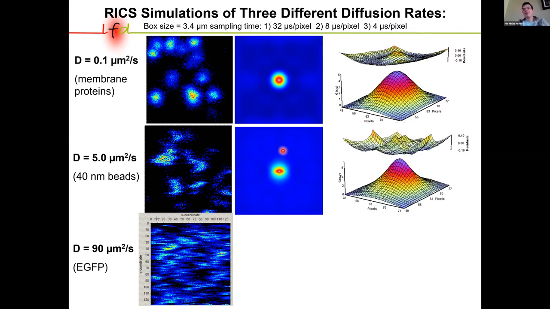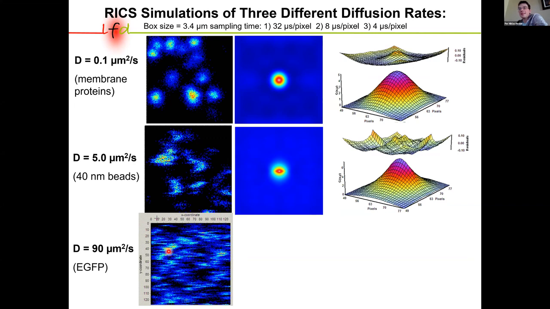Okay, now let's go to something really fast, which is the diffusion of, for example, green fluorescent protein in aqueous solution, which at room temperature is about 90 micrometers squared per second. Now, if you look at the scanned image, if I didn't tell you what it is, you would just say, oh, it seems like some kind of random noise.